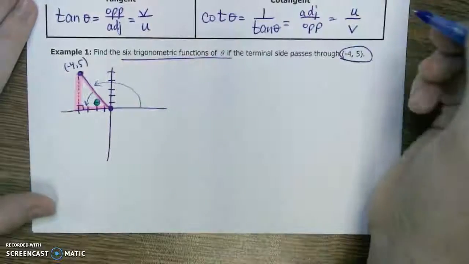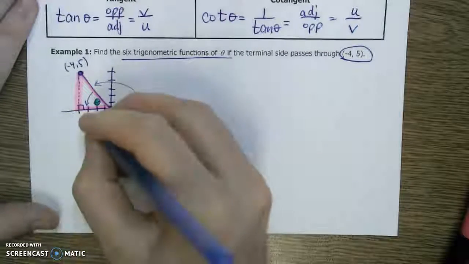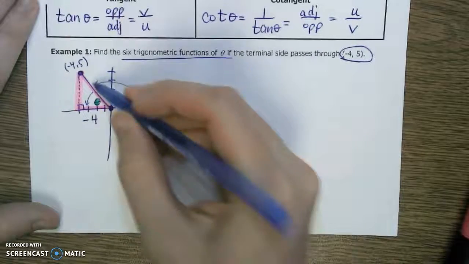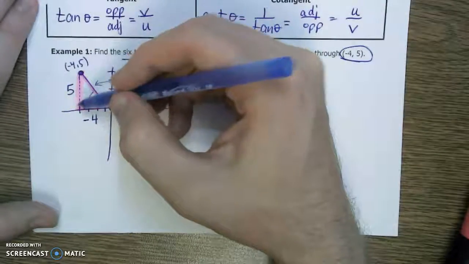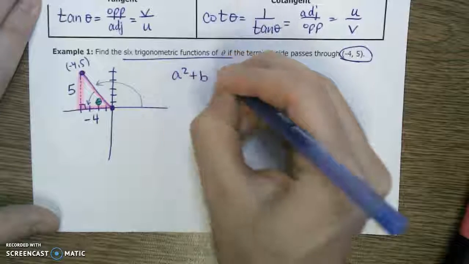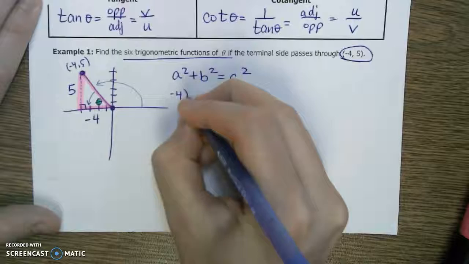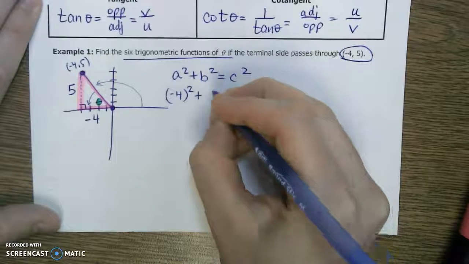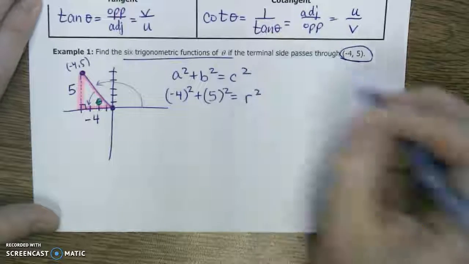So now we're going to label it. We should know the lengths of these. We can even count. This is 4 units. We're going to put a negative with it. This is 5 units up. So the altitude is 5. And then the radius we need to find. Since it's a right angle, we can use the Pythagorean theorem, which is a squared plus b squared equals c squared. So in this case, we're going to have negative 4 squared, 5 squared, and we're looking for the radius.